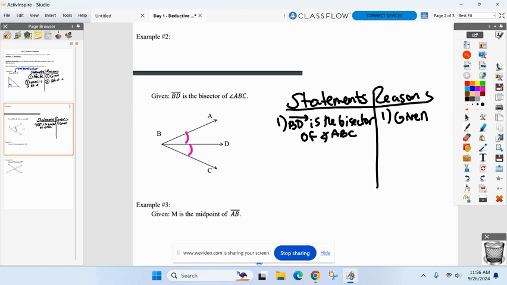Remember, the given is always the first true statement we write down. I have a question. Sure, Colin. Is that an N? Right there. It says BD is the bisector. I combine my T and my H a lot. Sorry. BD bisects. All I did was copy the given.